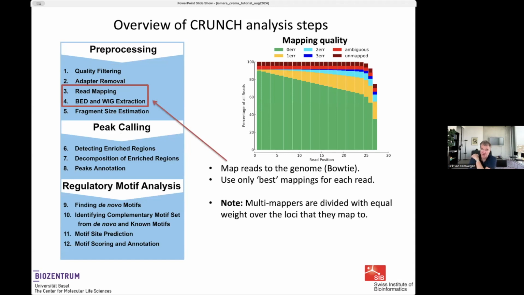After that, all the reads are mapped to the genome. We use bowtie for this. We only use the best possible mappings for each read. And when there are multiple equal quality mappings for a read, we basically uniformly distribute the weight of the read to multiple places.